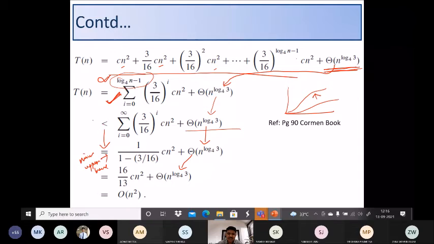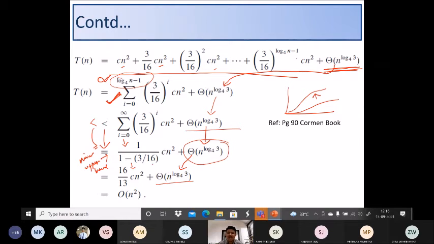That's why this less than or equal to sign became an equal to sign. And this thing is pure mathematics. So it should be 1 by 1 minus 3 by 16 Cn square plus this thing. I can't do anything with that. Now again do mathematics, 16 by 13 Cn square plus this one. I can't do anything with this.